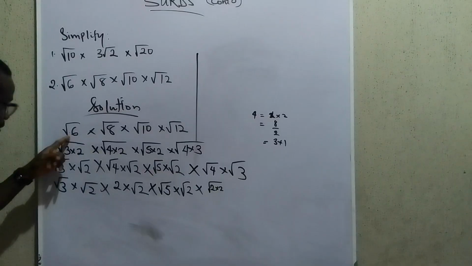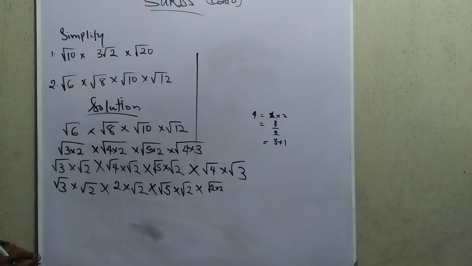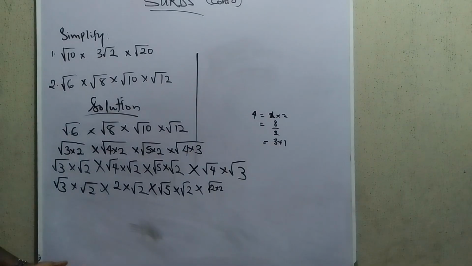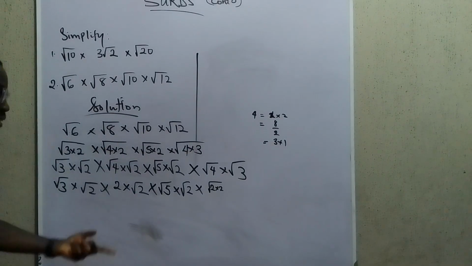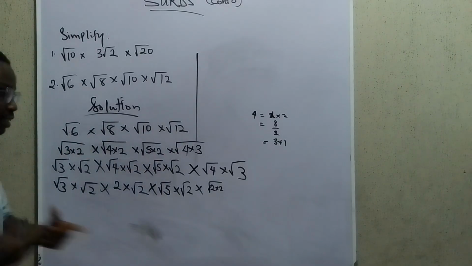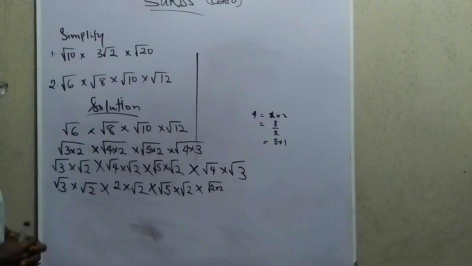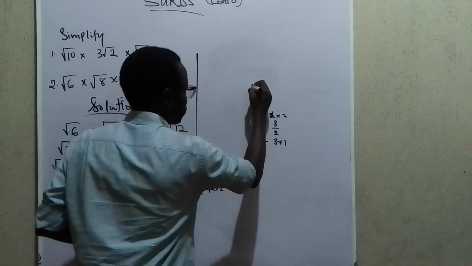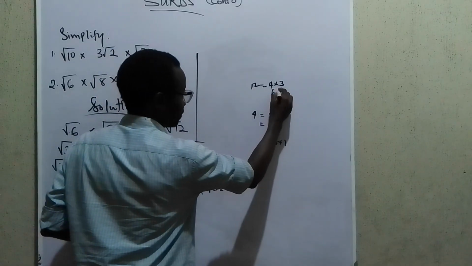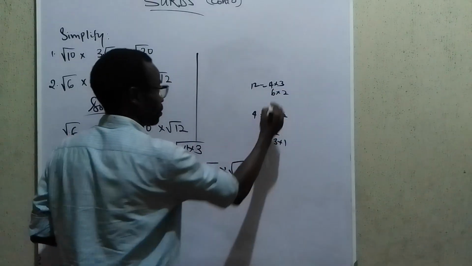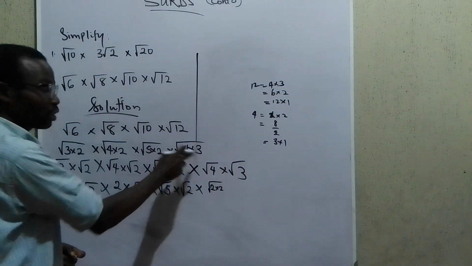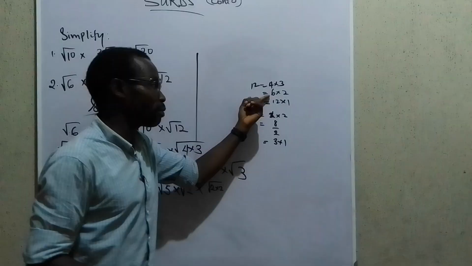So here 6 is the same thing as 3 times 2. And 8 is the same thing as 4 times 2. And 10 is the same thing as 5 times 2. And 12 is the same thing as 4 times 3, and it's also the same thing as 6 times 2, and it's also the same thing as 12 times 1. But why did we choose 4 times 3? Because the others don't have a perfect square root.